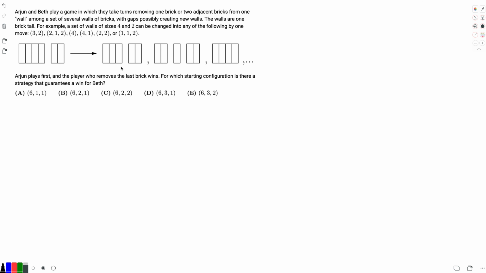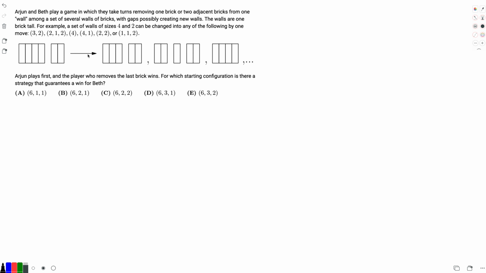For example, a set of walls of sizes 4 and 2 can be changed into any of the following by one move. Let's go through how we do this. To get to 3, 2, we remove this brick over here, or we can remove this brick, and we get 3, 2. How about 2, 1, 2? To get to 2, 1, 2, we remove this brick over here, or by symmetry, we can remove this brick also.